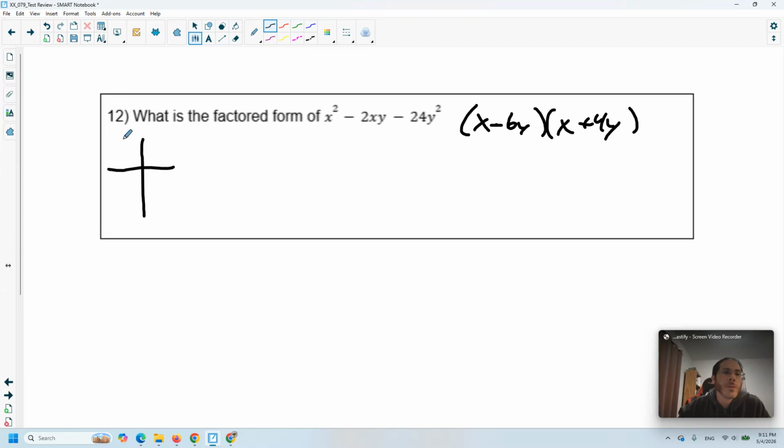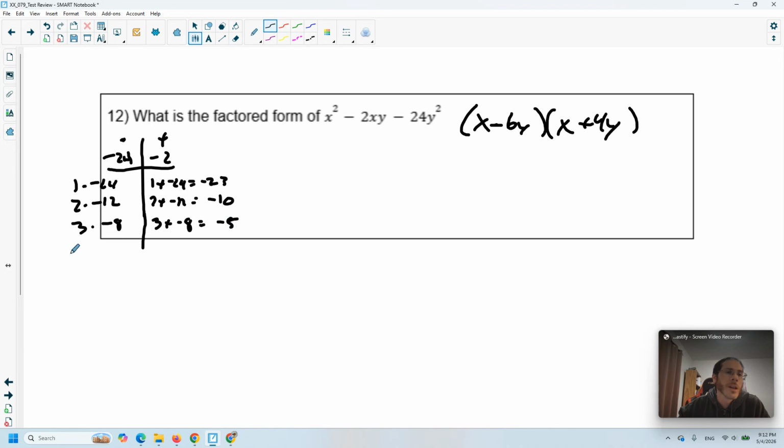If we don't see it, again, what we're doing is timesing to negative 24. And we have to add to negative 2. So I would try 1 and negative 24. If I add those up, I get negative 23. 2 is the next number to try, so 2 and negative 12. So 2 plus negative 12 is negative 10. That didn't work. I'll try 3. 3 times negative 8 is negative 24. So 3 plus negative 8 is negative 5. Still no good. I'll try 4. 4 plus negative 6 is negative 2. And it took me a lot of tries to get there, but I got there.